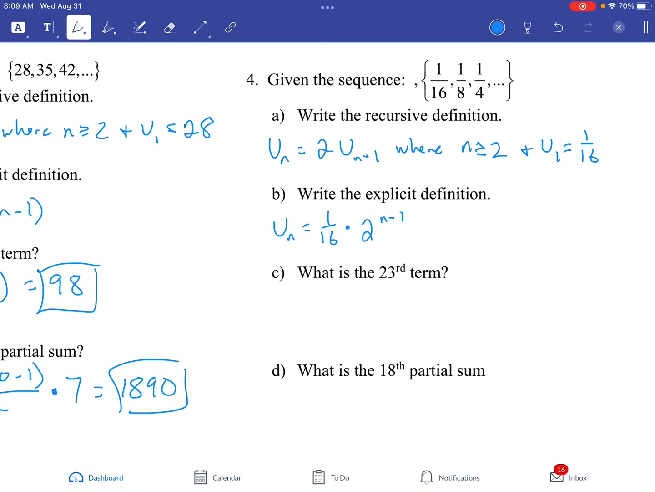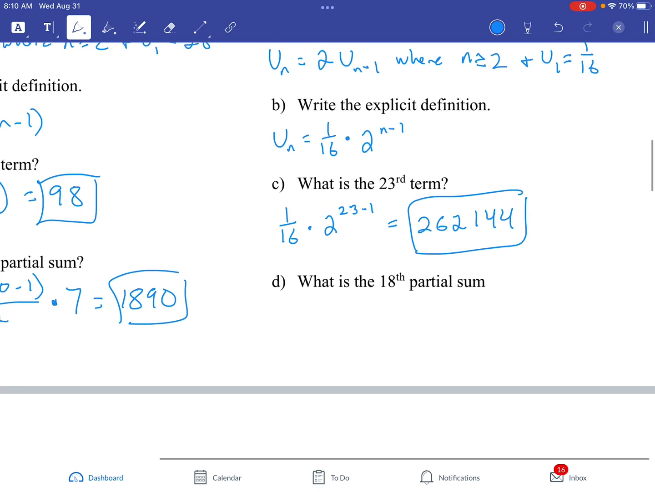23rd term, 1 over 16 times 2 to the 23 minus 1 power. So 2 to the 22nd power times 1 over 16 is 262,144.